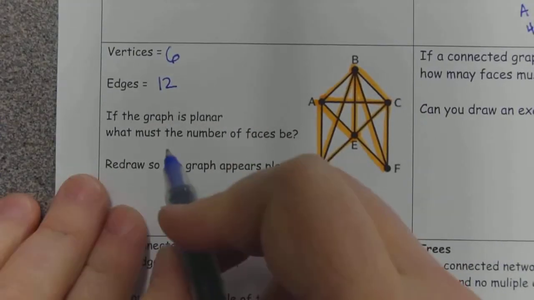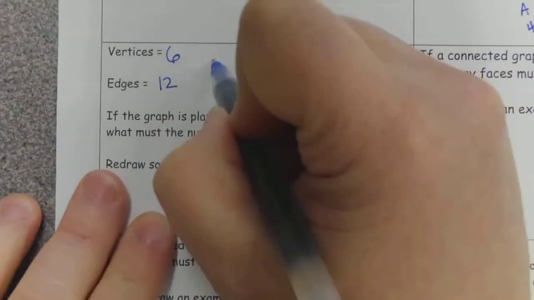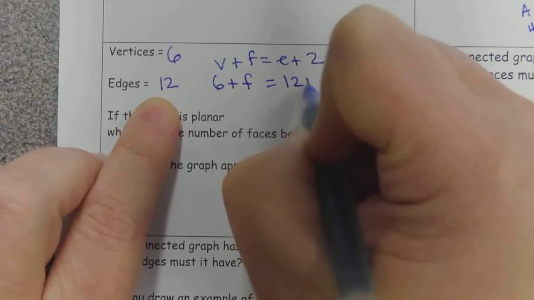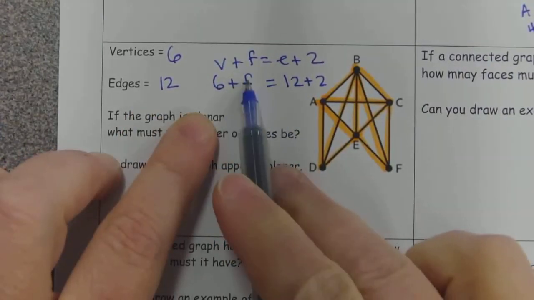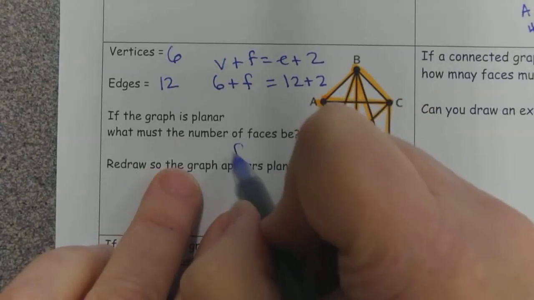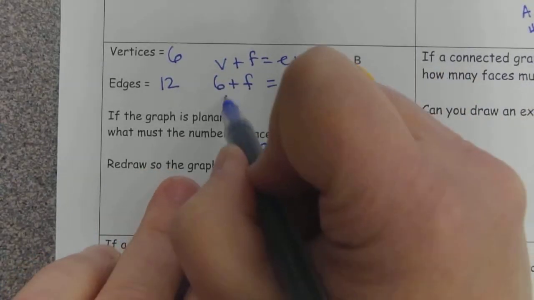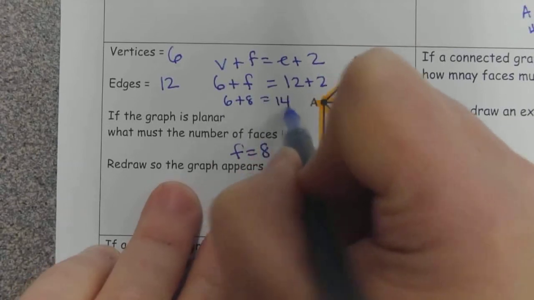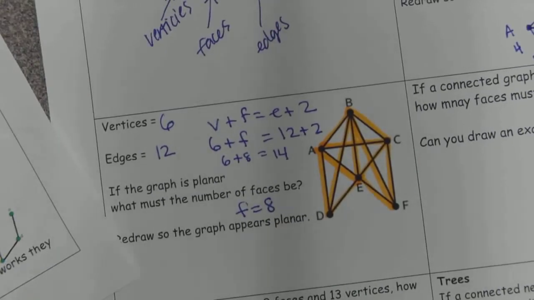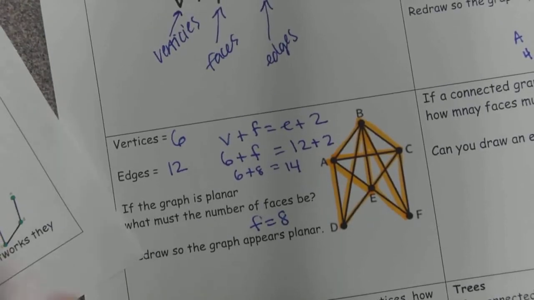And then it says, how many faces should there be? Now, if you remember, vertices plus faces equals edges plus 2. So the faces added with 6 has to equal 14. So the faces are going to be 8 because 6 plus 8 equals 14. So I have to draw this so that it has 8 faces and so that it's planar, meaning that it doesn't cross over inside.